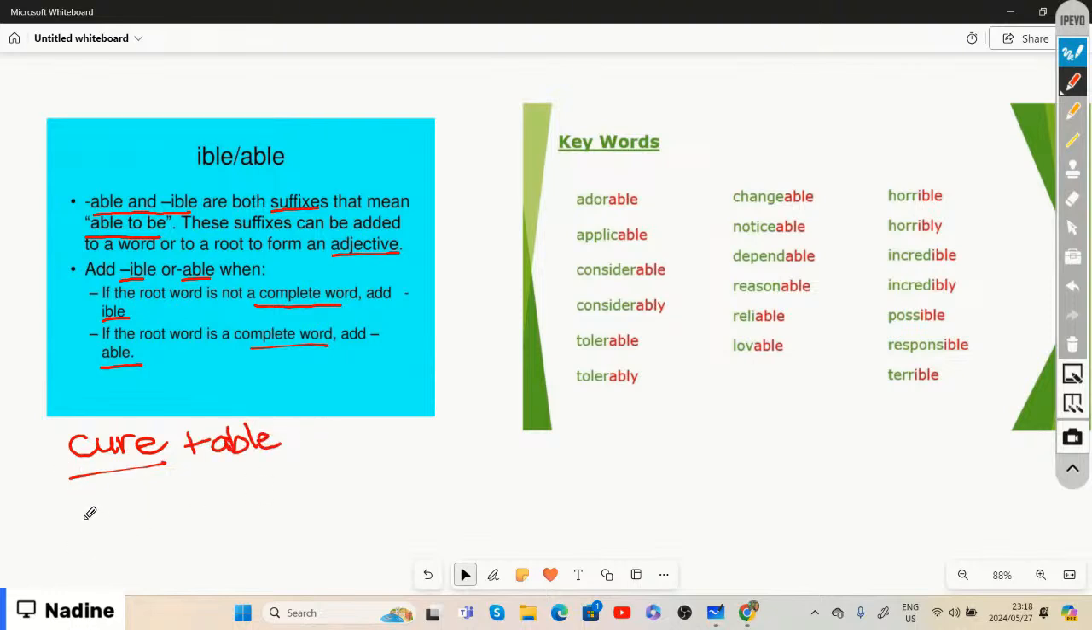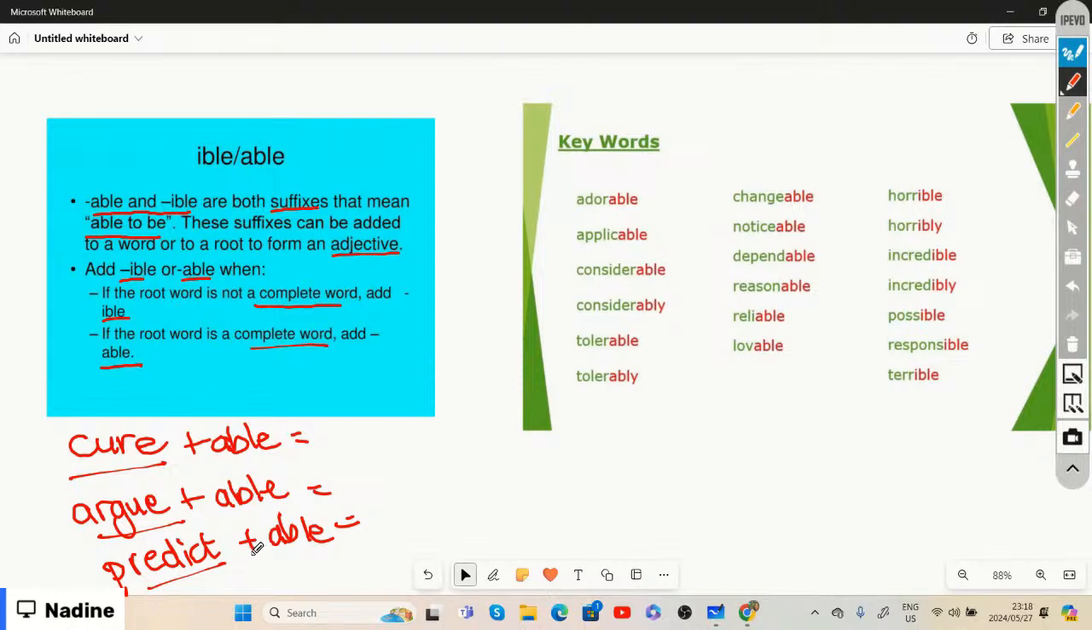Then we have the word argue plus able, right? Because that word is a completed word, right? And then we also added it to the word predict plus able. We have predictable. So that is also a complete word. And then when we add the word ible, right? Let's say we specifically look at these words.